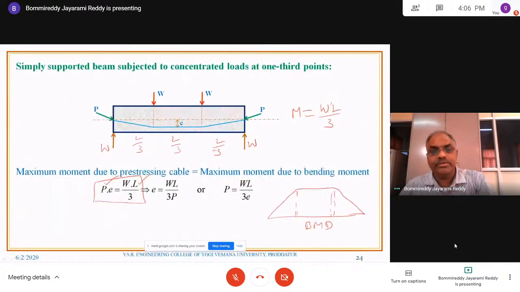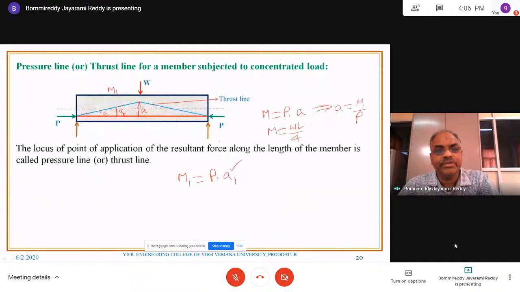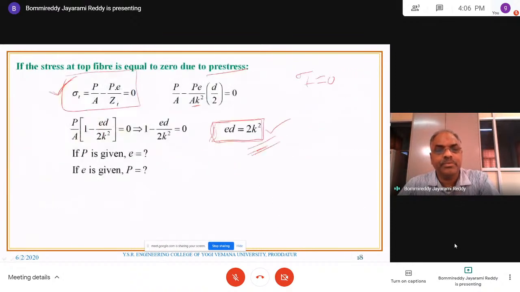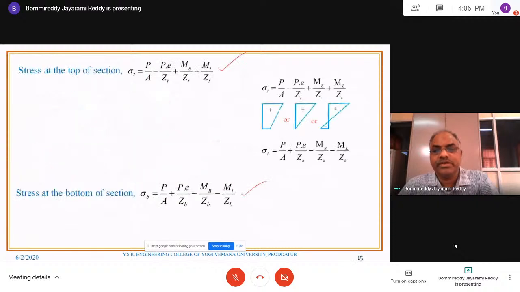Now with this, the analysis is over. So in total, the load balancing concept has small equations that you can understand. Another point is the computation of the stresses at the top and bottom of the sections. So this is at the top and this is at the bottom.